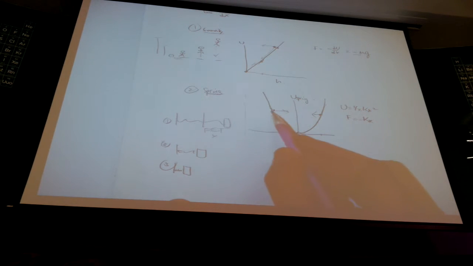It makes you want to actually go down the potential energy. When you're at 0, there's no force because the derivative is 0. When you have an equilibrium, it doesn't want to move at all. If you stretch it, it wants to go back to the center. If you compress it, it wants to go back to the center.